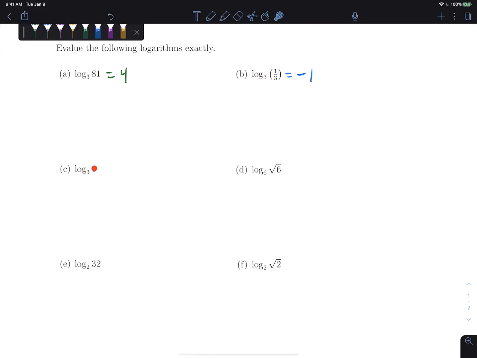For letter C, notice the argument's 1, so it doesn't matter what the base is, because it's going to be 0, because 3 to the 0 power gives you 1. Good.